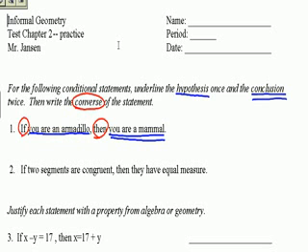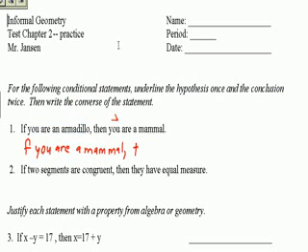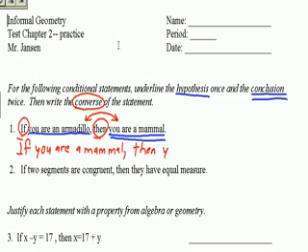Now, to write the converse of the statement, we would keep our if and then in the same place and switch the hypothesis and conclusion. So we would start with if you are a mammal, then you are an armadillo.